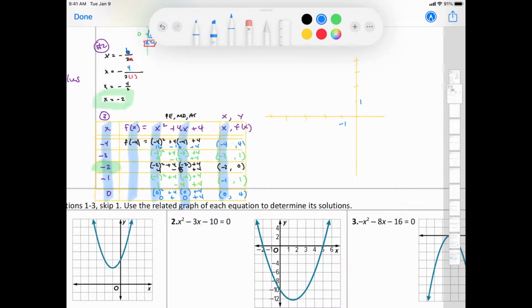Okay, let's graph this. -4, 4, so left 4 on the x-axis. 1, 2, 3, 4. And then up 4 on the y-axis. There is my point. Should have given you guys some graph paper, but I forgot. -3, 1, left 3, up 1.